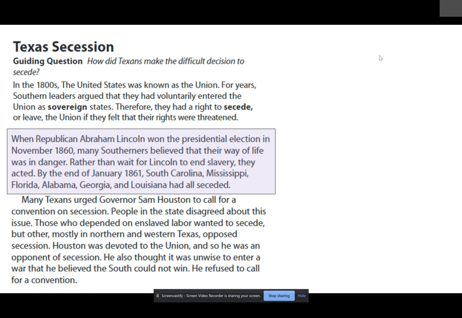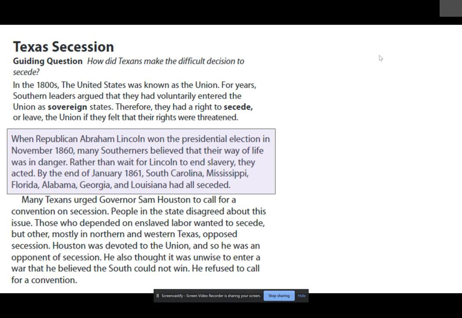Texas secession. Guiding question: How did Texans make the difficult decision to secede? In the 1800s, the United States was known as the Union. For years, Southern leaders argued that they had voluntarily entered the Union as sovereign states. Therefore, they had a right to secede, or leave the Union, if they felt that their rights were threatened. When Republican Abraham Lincoln won the presidential election in November 1860, many Southerners believed that their way of life was in danger. Rather than wait for Lincoln to end slavery, they acted.